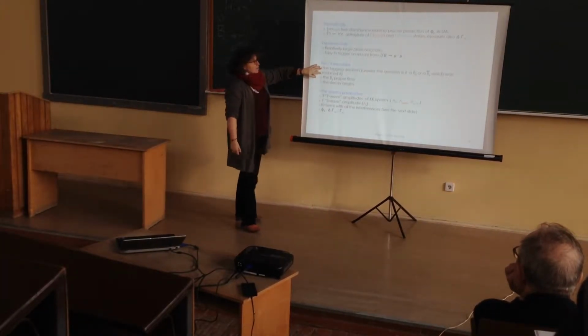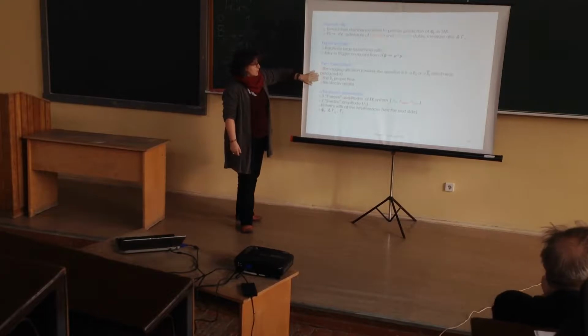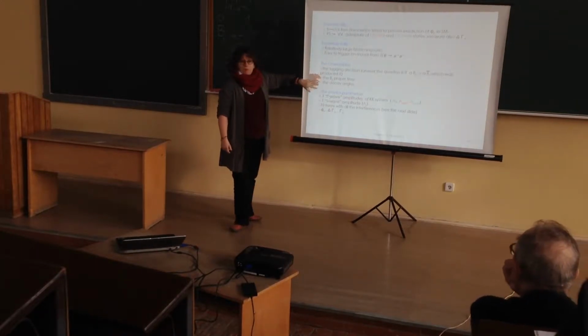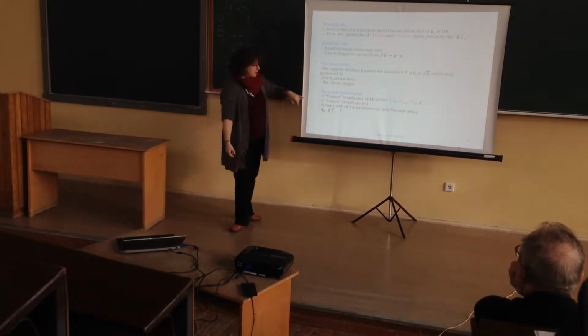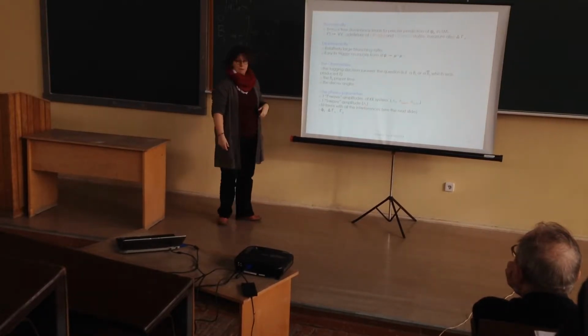These are all my observables. The tagging decision, which answers the question: is it a Bs or a Bs bar which was produced? What is the Bs proper time, at which time does it decay? And the decay angles because of that.